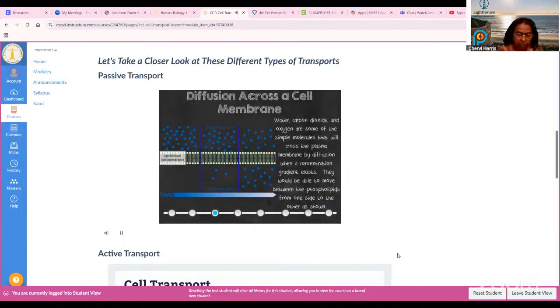Diffusion across a cell membrane. Water, carbon dioxide, and oxygen are some of the simple molecules that will cross the plasma membrane by diffusion when a concentration gradient exists. They would be able to move between the phospholipids from one side to the other, as shown in the picture.